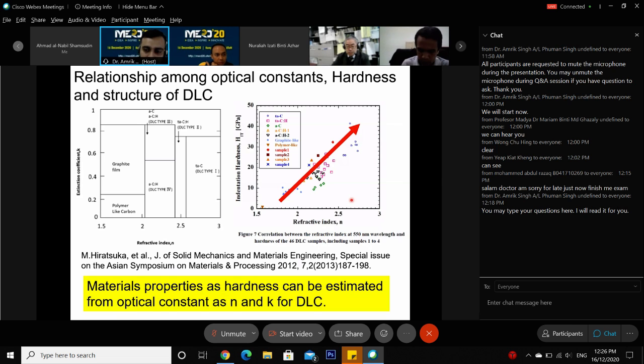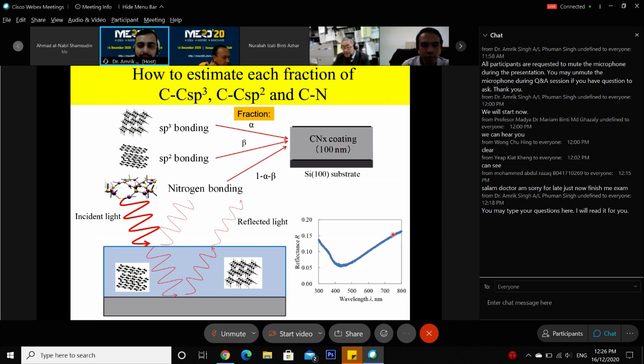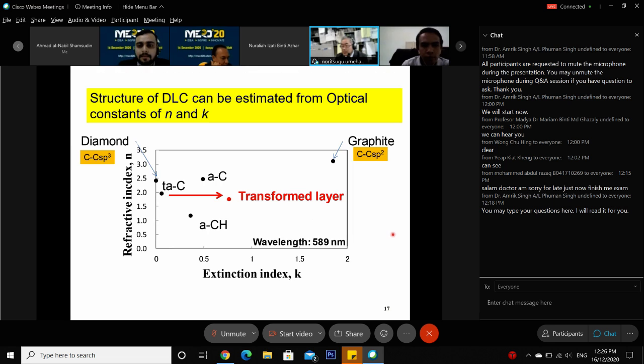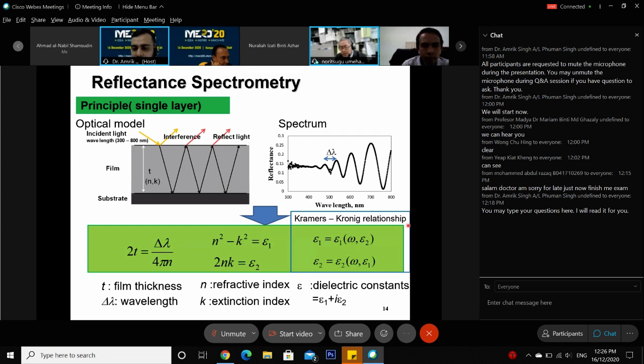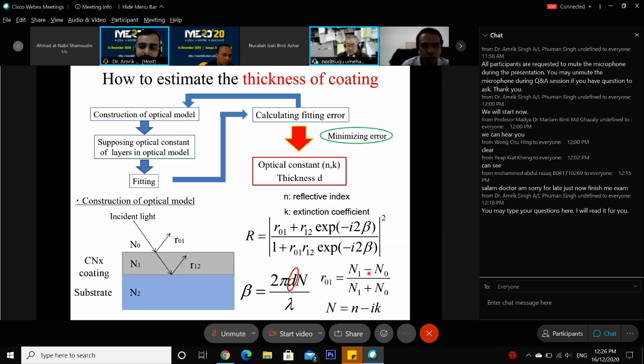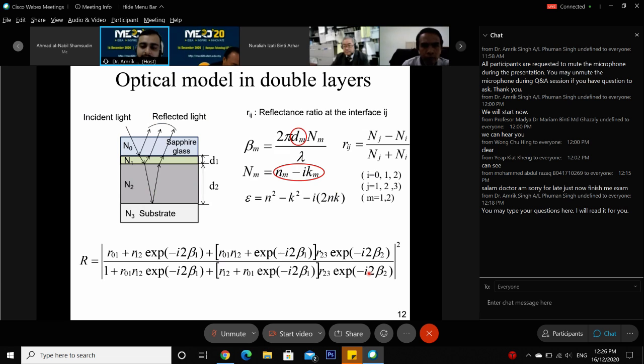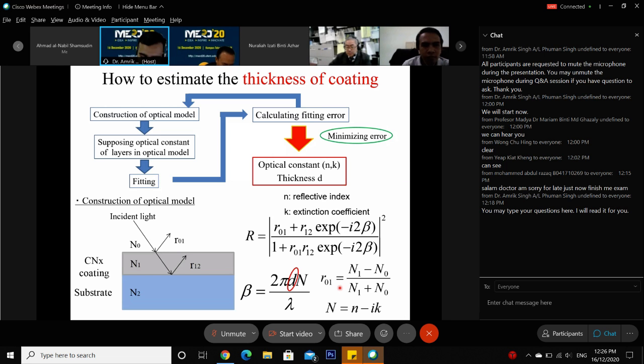Okay, since there are no questions, I think in slide number 14, in estimating the thickness of coating, it was mentioned that the fitting error is minimized, if I understood correctly. This one? No, I think next slide. Yeah, this one. Okay. So I see that the fitting error is minimized in estimating the thickness of coating. Is there any specific optimization method used here?